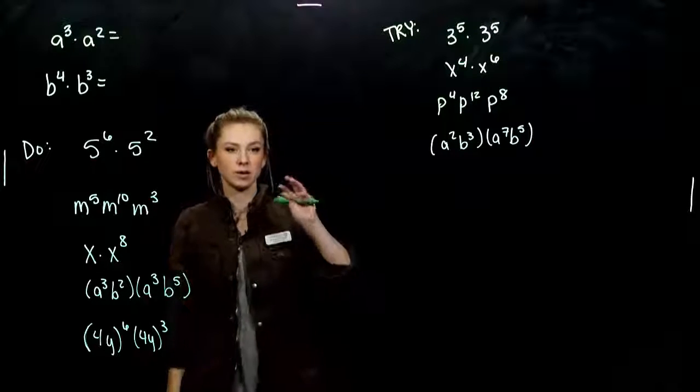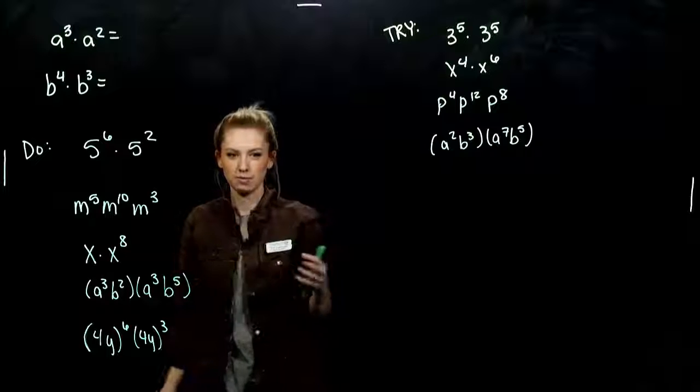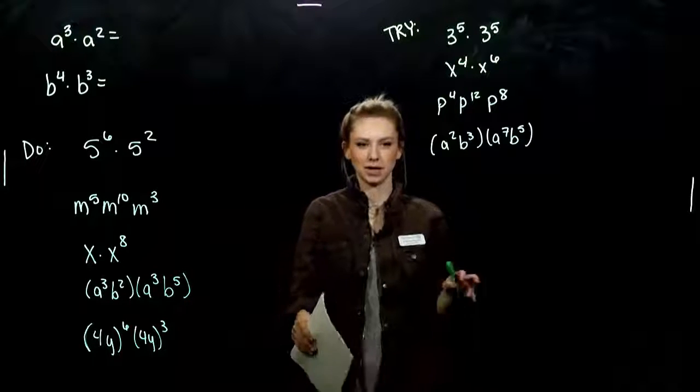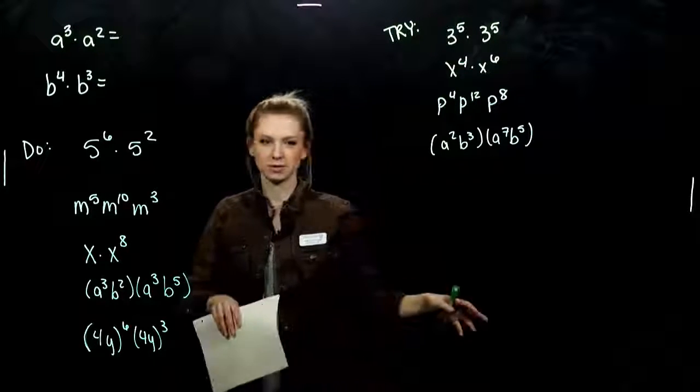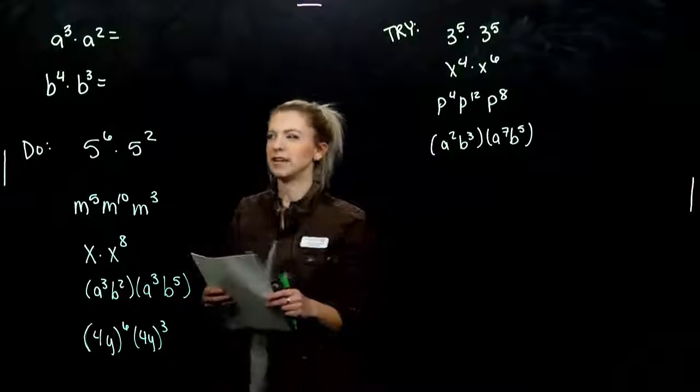So now that we can evaluate a base raised to a power, we want to start looking at combinations. What if I'm multiplying some bases together? Which ones can I combine? Which ones can't I? And what are some shortcuts to get us there?